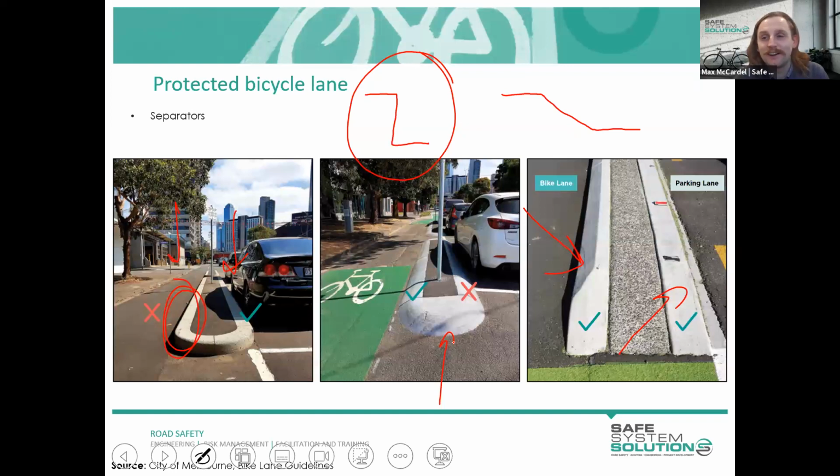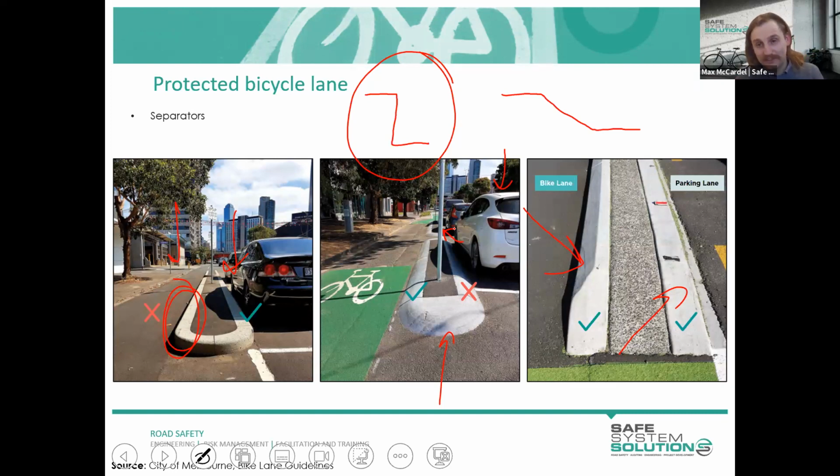And the third one is kind of what we'd see as the ideal result, where we don't want to just make it really easy for vehicles to mount the separator and access that space, because that really reduces the impact of these devices.